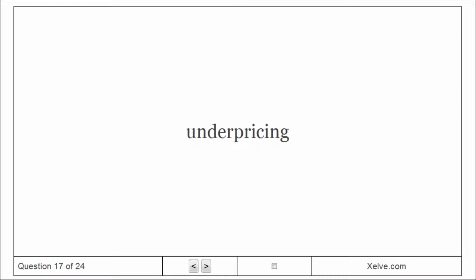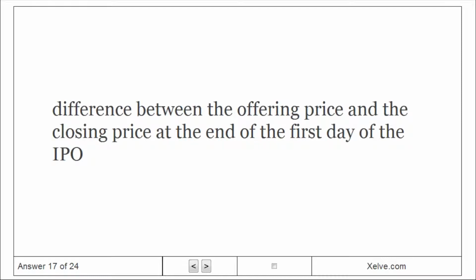Underpricing: the difference between the offering price and the closing price at the end of the first day of the IPO.